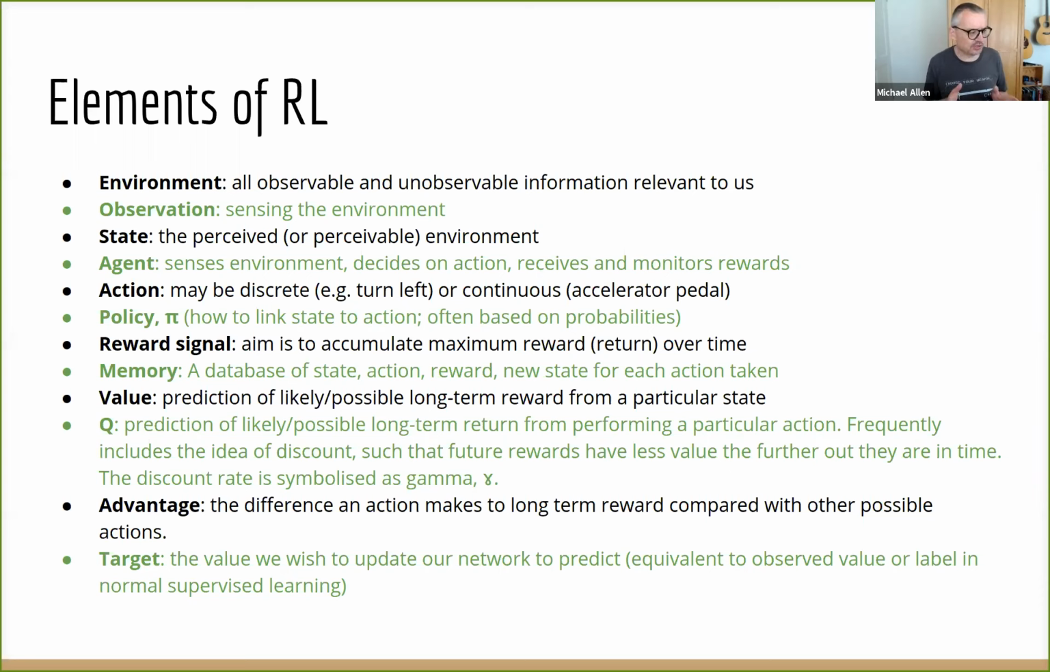Then we've got three things here to do with how good a state or an action is. Value is the prediction of what reward will I get if I end up in one particular state. So value is related to the state. Q is related to actions from a state. So they're very similar but subtly different. Q sort of says, what long-term reward will I get by taking action A, B, or C? And a large component of that is what next state you end up in. So Q and value are very closely related, but value is strictly to do with state, Q to do with action. And then advantage is the difference an action makes compared to the other choices available to you.